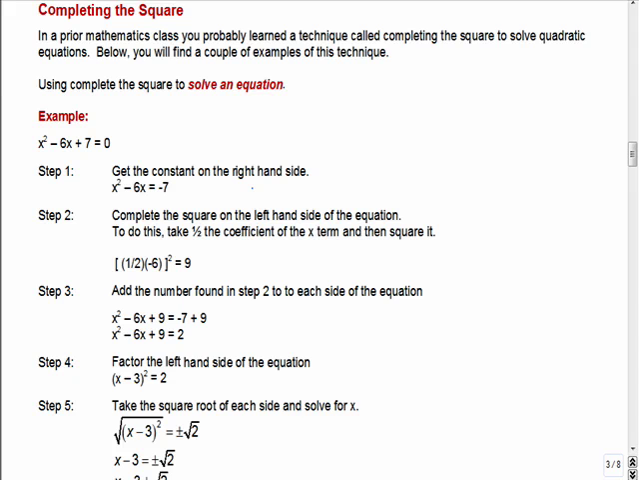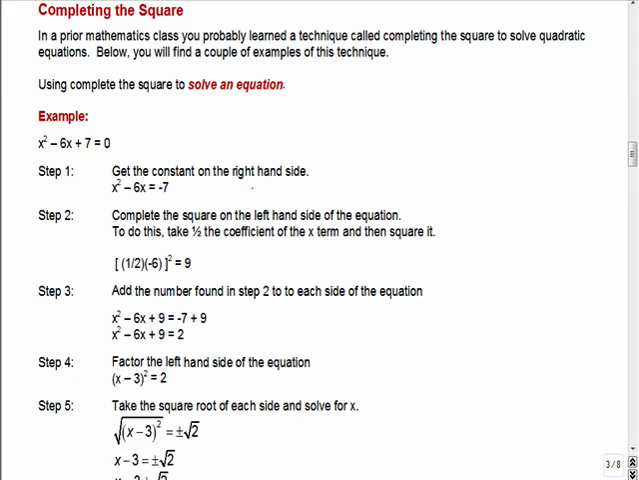So here's our example. We would like to solve x squared minus 6x plus 7 equals 0. This equation does not factor. We could use the quadratic formula, but I want to show you this particular technique. So for step 1, we get the constant term on the right-hand side of the equation. This would give us x squared minus 6x equals negative 7.